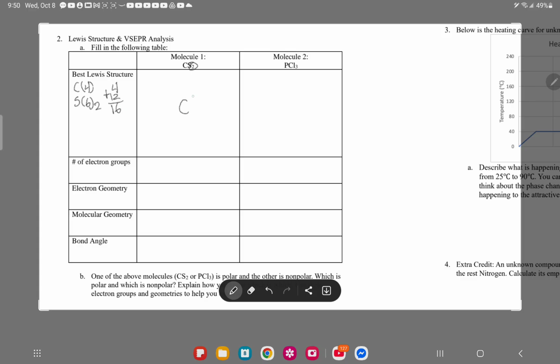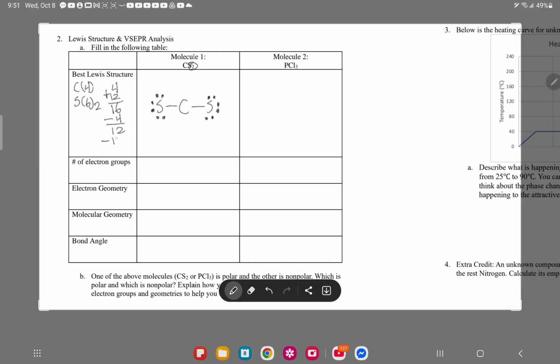C is going to go in the middle, it can form the most bonds. Each S will go on each side. Now that we've created the bonds, we will subtract it from the count. We're going to have 12 valence electrons left over, and we're going to fill them in. And I will always recommend to start off on the outside first, and then work your way in so you can keep track of all of the electrons that you have used.